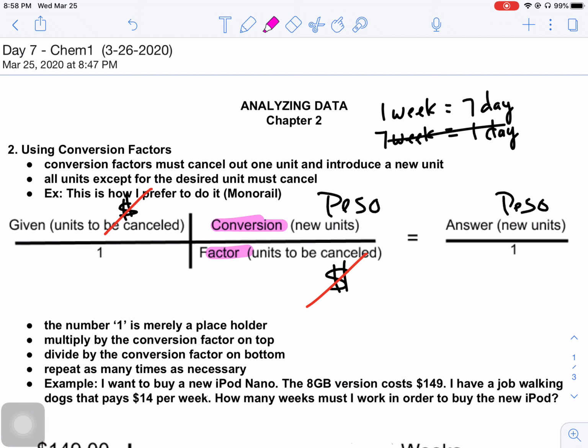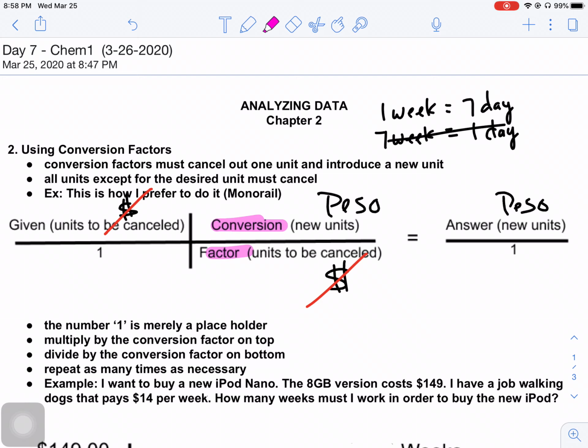Remember, the larger value is usually set to 1, not always. All right, 1 is a placeholder. We can multiply by 1, we can divide by 1, and it won't make a numerical difference. It's that other number that we're going to be looking for. All right, so we can repeat this as many times as necessary. In my first example, I want to figure out, well, let's just read it.